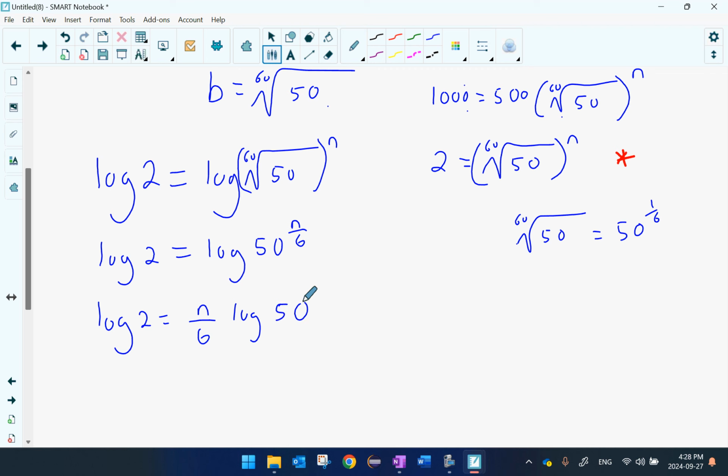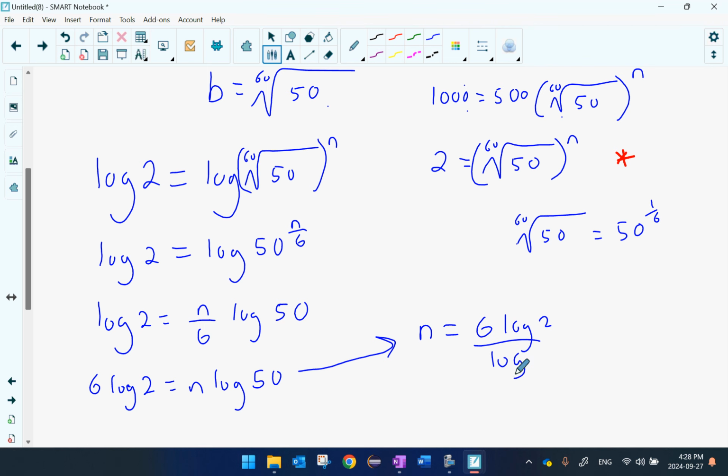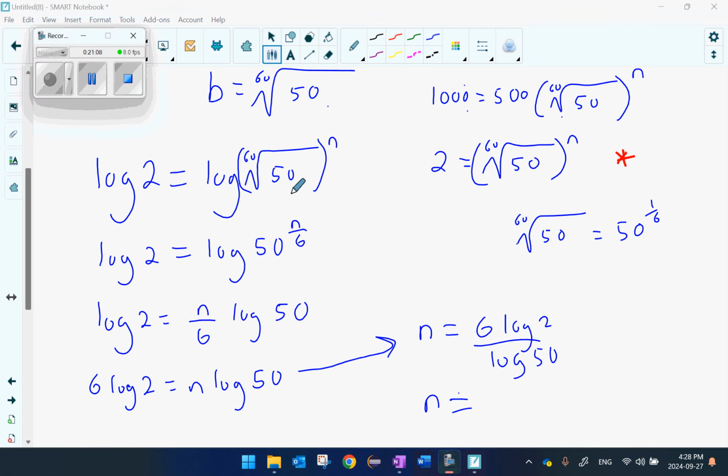Now we're solving for n. You can multiply through by 6 if you want. 6 log 2 equals n log 50, pardon me. And then divide by log 50, and that would let you solve for n. So n is going to be 6 log 2 divided by log 50, and that is going to be our exact doubling time. Of course, we can use a calculator to approximate that amount. So the log of 2 times 6, and then divide that by the log of 50. Let me just check here one second.